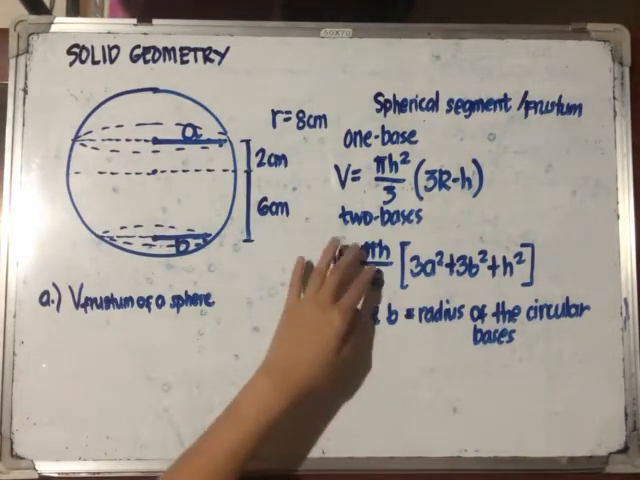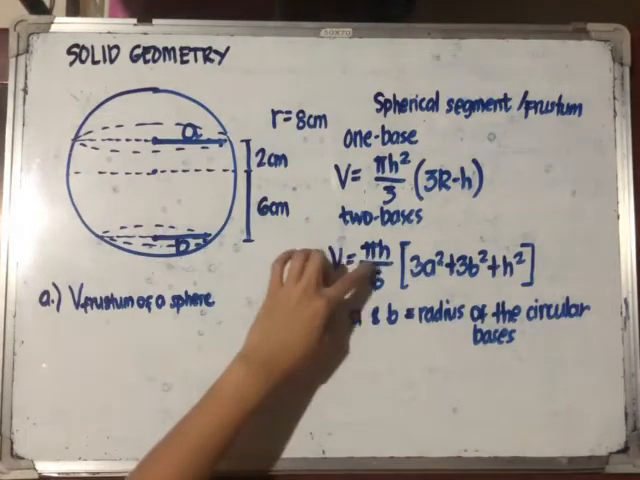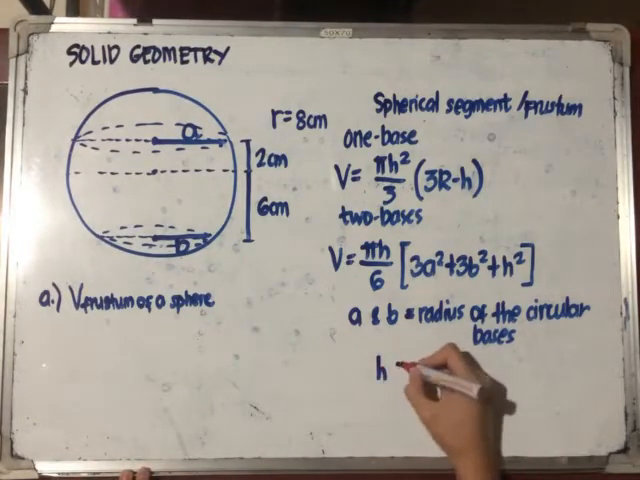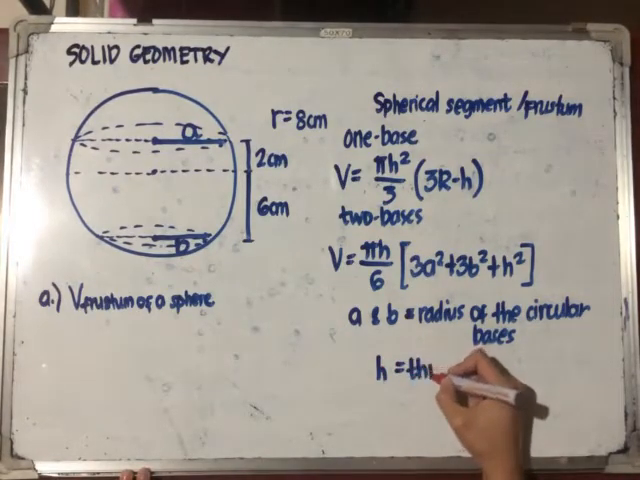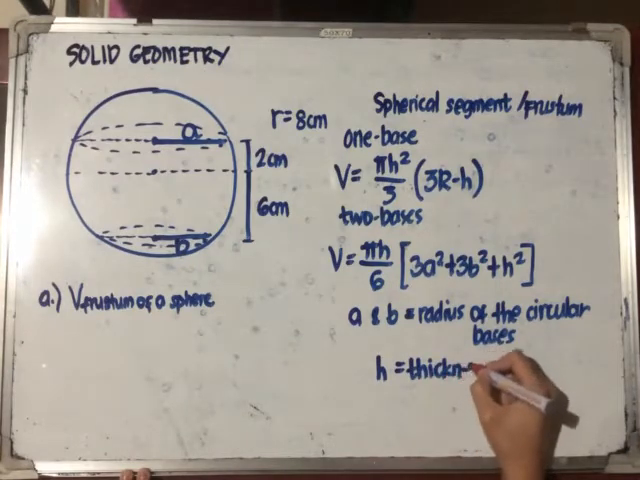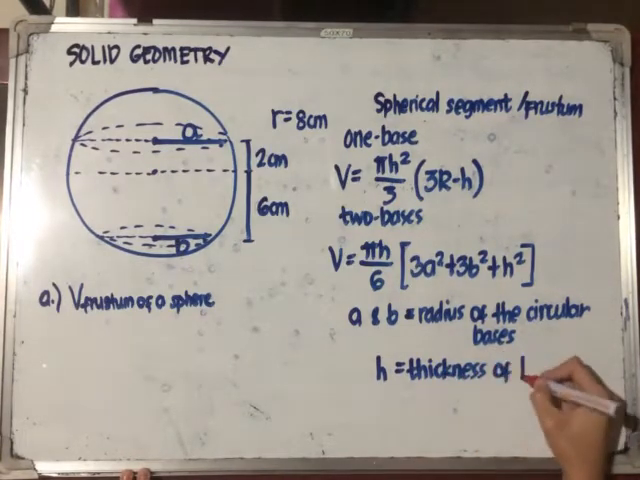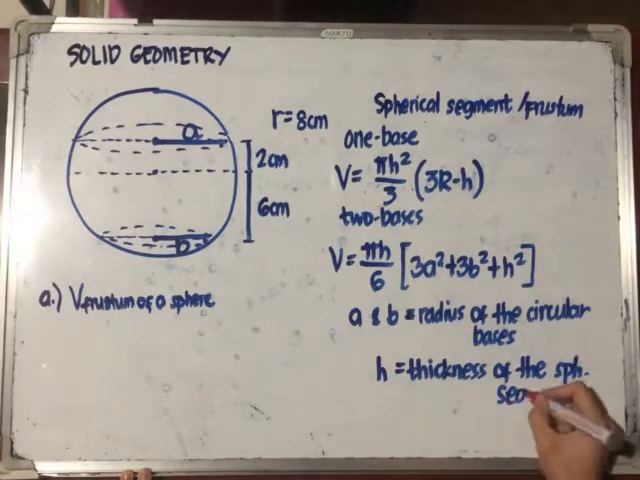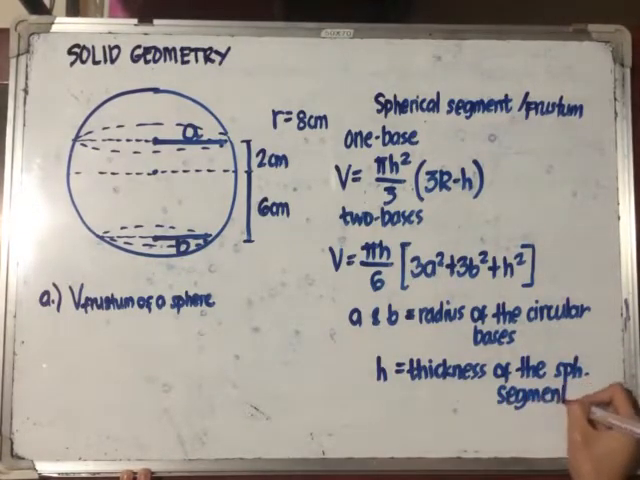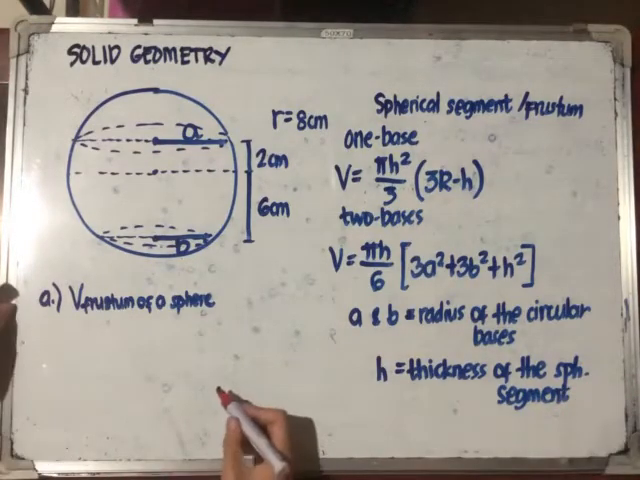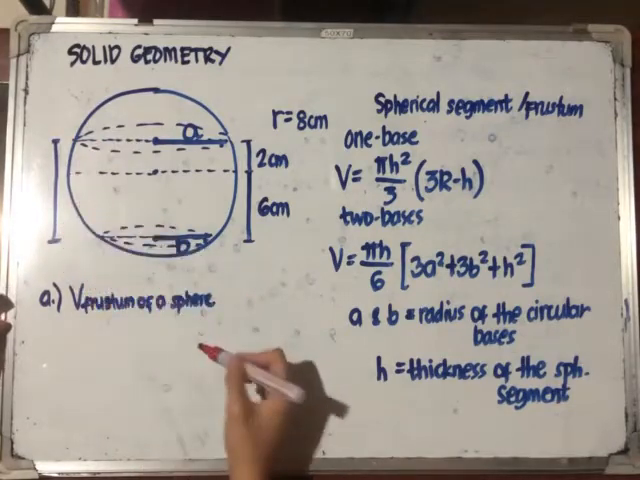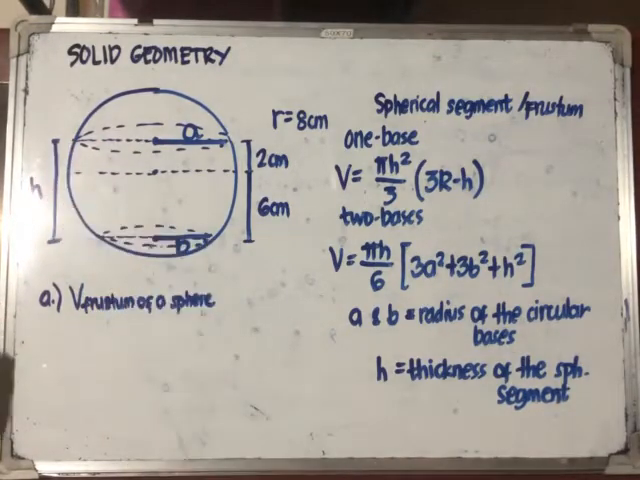Okay? Ang H naman natin, ma'am, ano yung magiging variable H? The H is the distance between the bases. Alright? Or this is the thickness. Ganun na lang, no? Thickness of the segment of your spherical segment. So, when we say thickness, perpendicular distance yan from the radius, or from the radii natin. So, that would be H. Yan yung magiging H value natin.